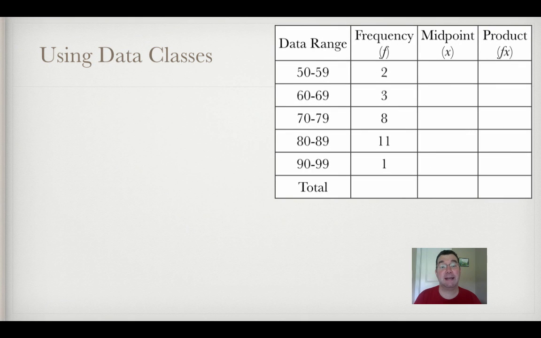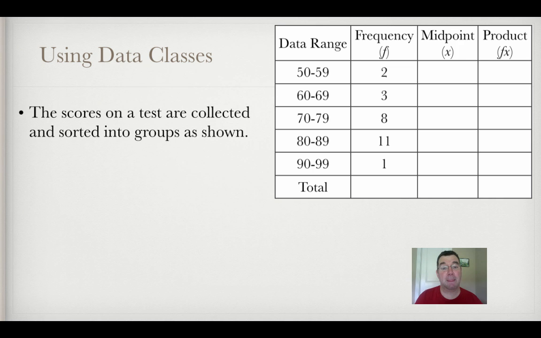Okay, if I use data classes, this is just another example. I haven't used the same data. I'm just giving you a different set of data to show different ways of calculating mode, mean, and median. So let's say that these are scores on a test and they're sorted into groups. So 2 people got between 50 and 59, 3 people between 60 and 69, and so on down the table.